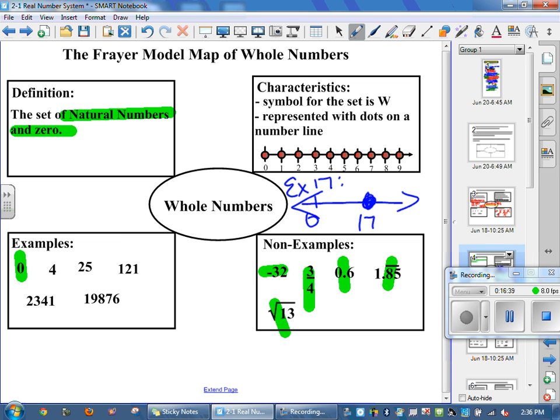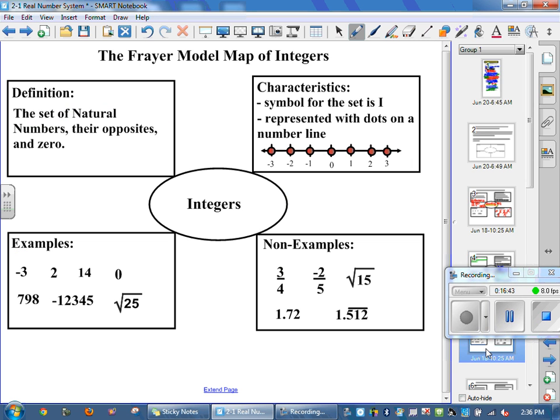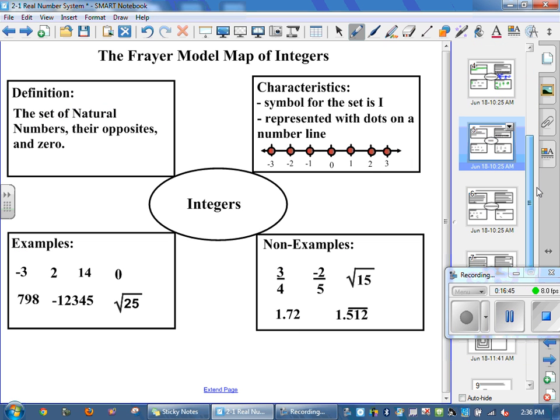Integers is on the next page. This is the set of natural numbers and their opposites. So all the positives now and the negatives and 0. So you've got your whole number line now: the negatives, 0, and the positives. All right. Examples you're going to see here, negative numbers.